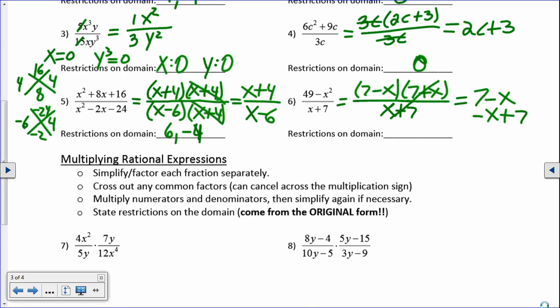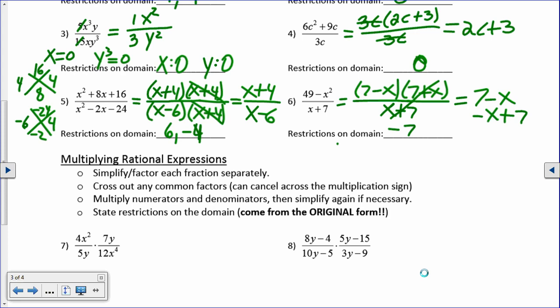But when you guys are finding the restriction, where does it come from? Does it come from this and we say there is no restriction because there's no denominator? No, it comes from before you canceled anything. So I have to set that equal to 0 and find the x value that's not allowed. So it's -7. -7 would not be allowed.